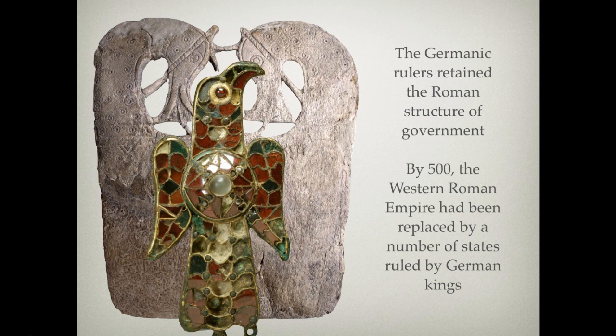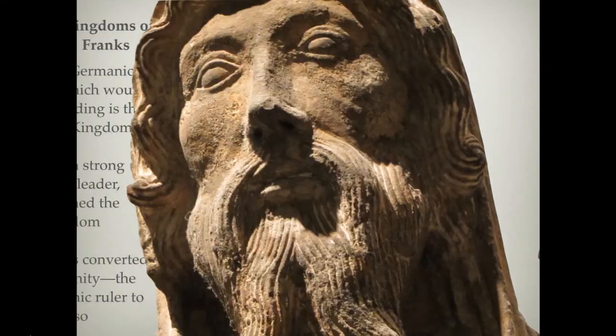And it is true that it is not a complete collapse of political structure, but over the long run, we're going to see a transformation such that you can't really consider it the Roman Empire anymore. Now, really by 500, the Western Roman Empire had really been replaced by a number of states ruled by German kings who really didn't consider themselves Romans, and though influenced by Roman culture and Christian ideals, in no sense could they be really considered Roman.